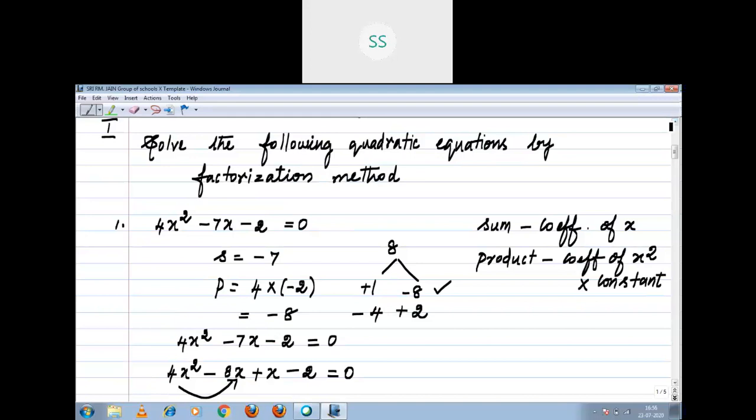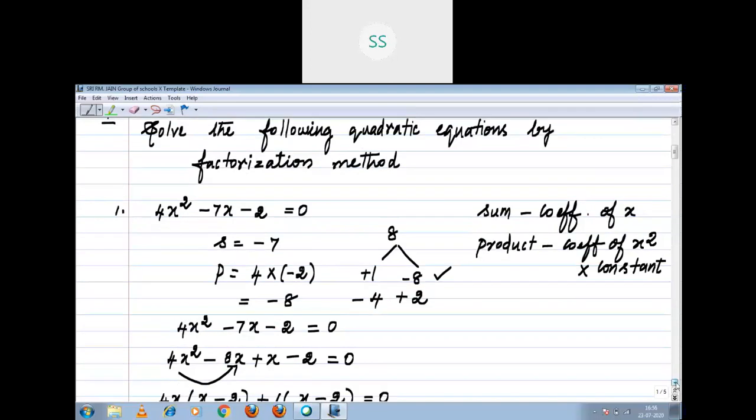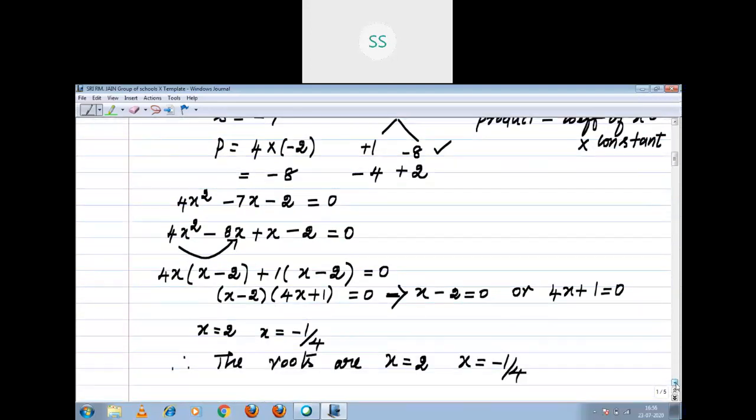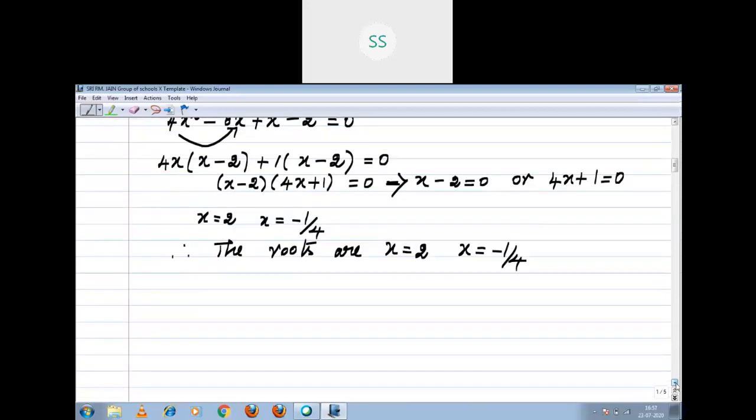Now, the next step, what did you do here? You took 4x as common, then you wrote x minus 2. The same thing you repeat again in the next, right? But the second one is x minus 2, so you put 1 outside the bracket. If any other number comes, that is different. Now you are taking x minus 2 as common. The rest of the things you write in the form of 4x plus 1. Then you are equating with 0. Finally, you arrived at the solution x is equal to 2 and x is equal to minus 1 by 4.